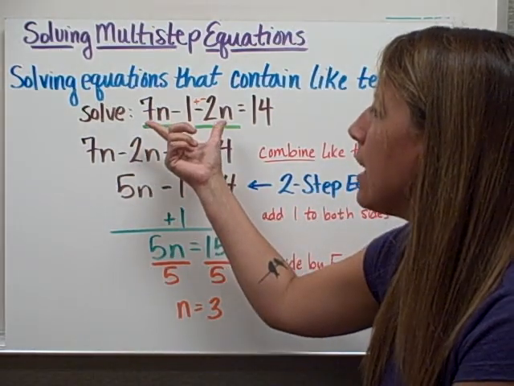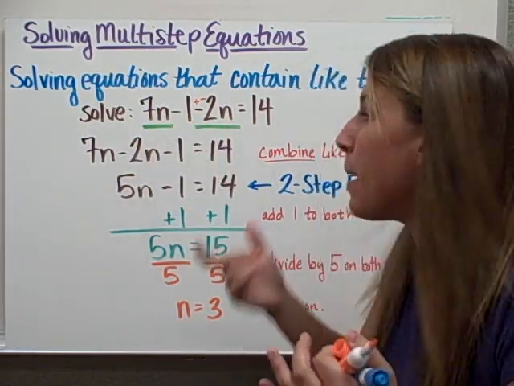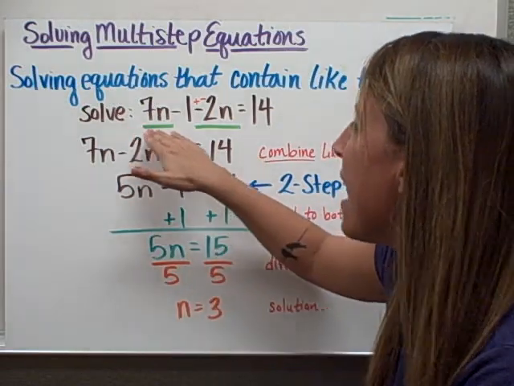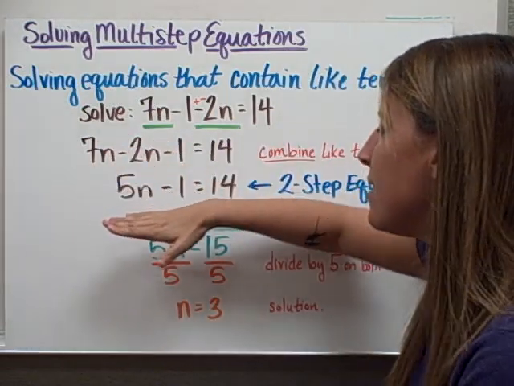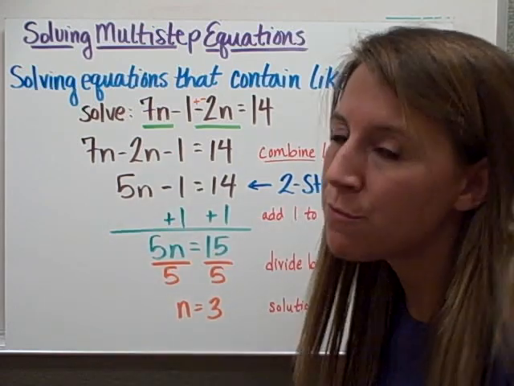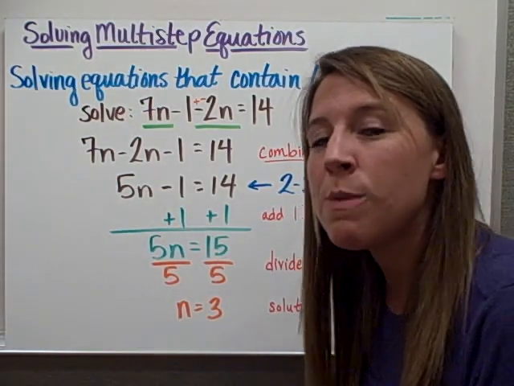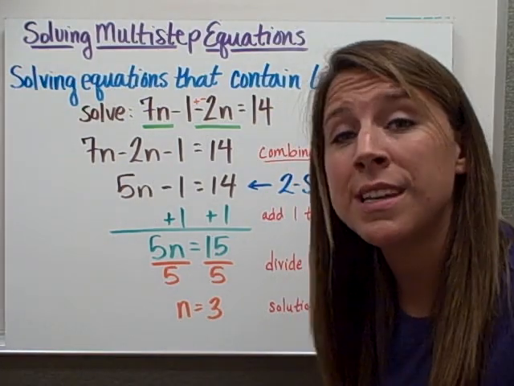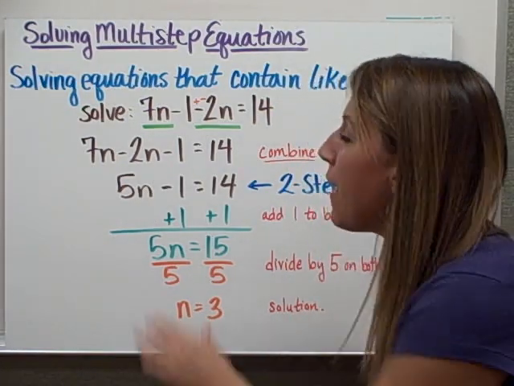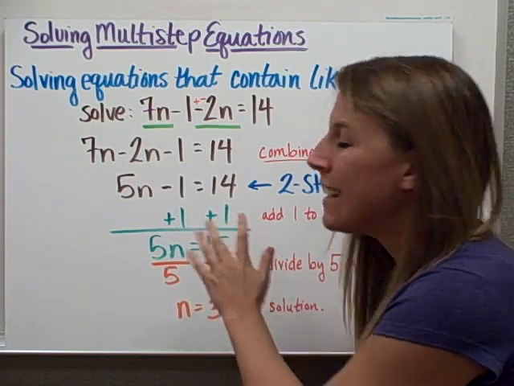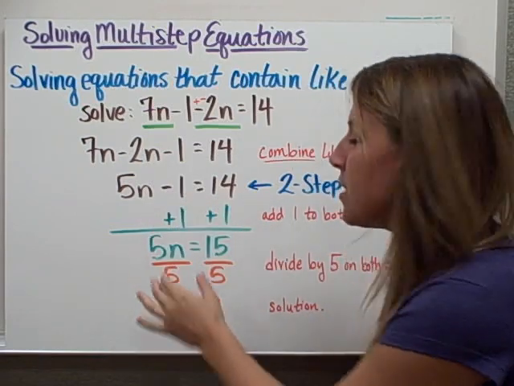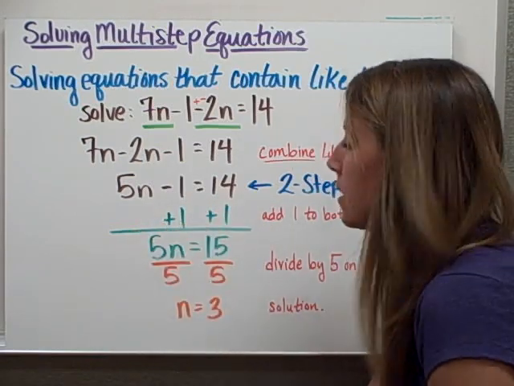The smallest step, like combining those like terms, has gotten me from this long equation down to a two-step equation, one that I am familiar with. Once I get to the two-step equation, I can do my best to isolate my variable using inverse operations. So if I have 5n minus 1 is 14, the opposite of subtraction is addition, so I'm going to add 1 to both sides first.